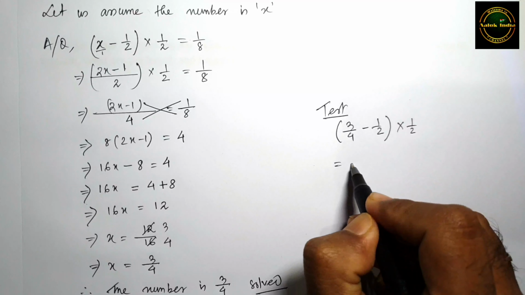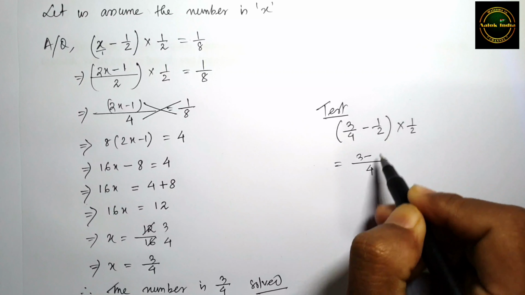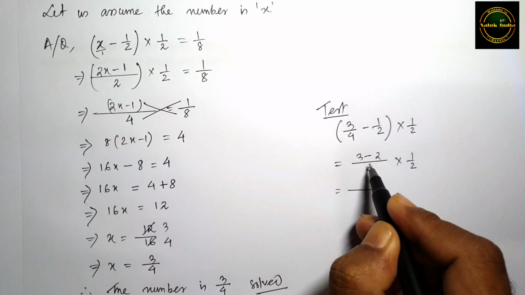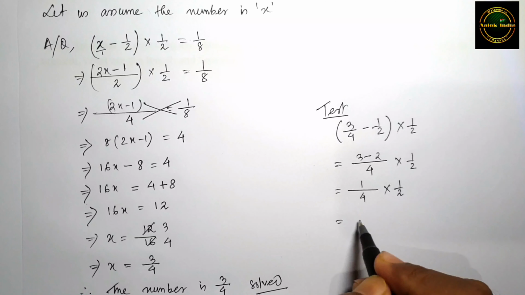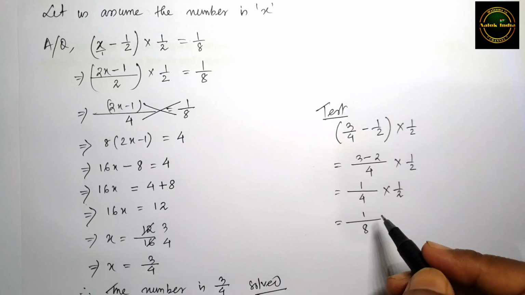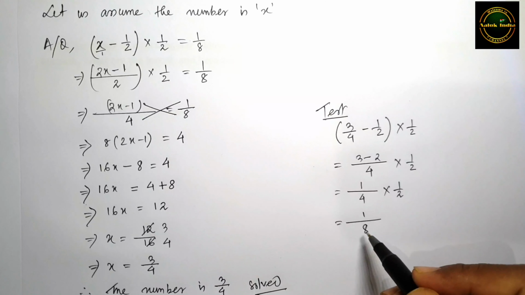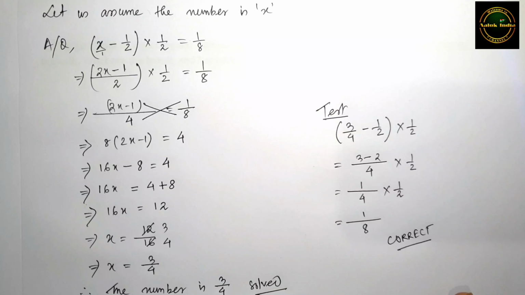4 and 2 LCM is 4. Now 4 1s are 4, 1 3s are 3, 2 2s are 4, 2 1s are 2, into half. So 3 minus 2 is 1, divided by 4, into half. 1 into 1 is 1, 4 2s are 8. So ultimately we can see that the result is matching with the question, that is, the ultimate result is 1 by 8. So 1 by 8 we got, so we can say our maths is absolutely correct. I hope you have understood this maths. Let's go forward to the next maths.